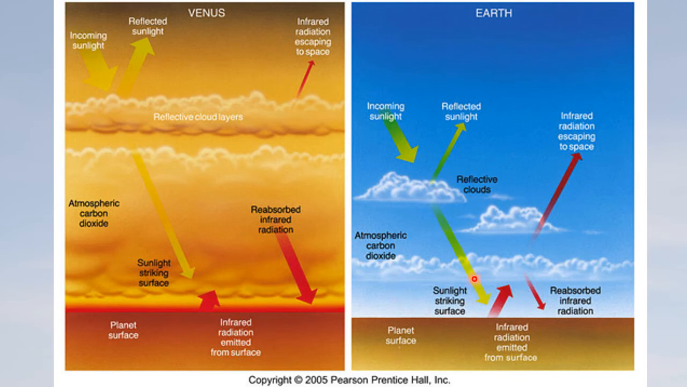So on Earth, you can see our incoming sunlight. Some of it gets reflected by clouds, but a majority of it makes it to the surface. Some of it, as it goes back out, is able to be trapped, and some of it does escape into space. This is what gives us our perfect little cozy blanket. Now, over on the left side, we have Venus. So this is our incoming sunlight. Yes, some is reflected because of all the clouds, but whatever makes it to the surface, the majority of it stays at the surface. You have a very small amount that is able to escape.